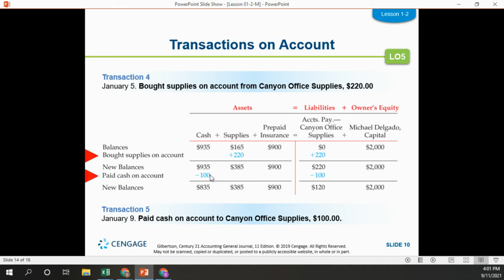Then we paid $100 on account to Canyon Office Supplies on January 9th. We subtract $100 from cash. We subtract $100 from liability because we're reducing the liability by paying it off. We now have 835 plus 385 plus 900. We have 120 plus 2,000. We should now have $2,120 on each side of the equation. The assets, 835 plus 385 plus 900, now equal 2,120. Liabilities plus equity, 120 plus 2,000, is 2,120.